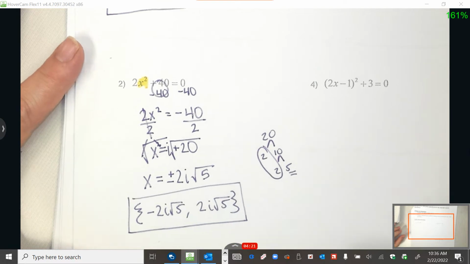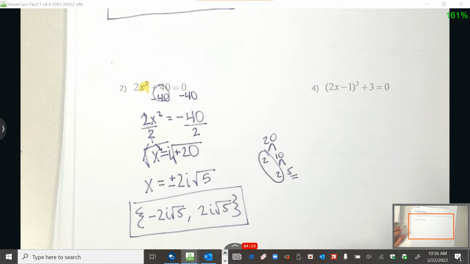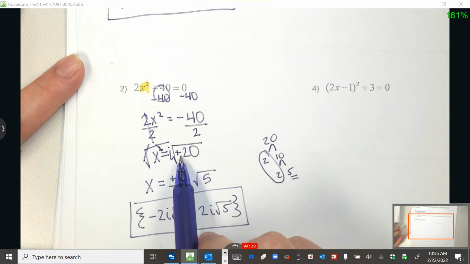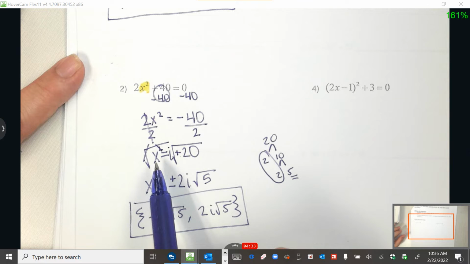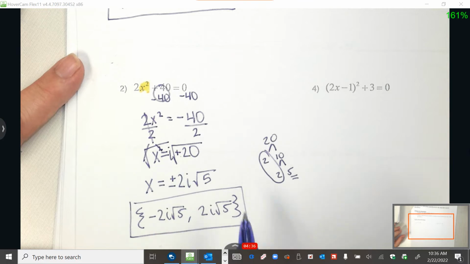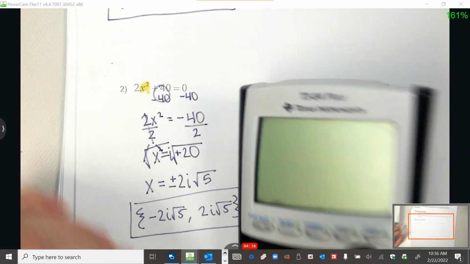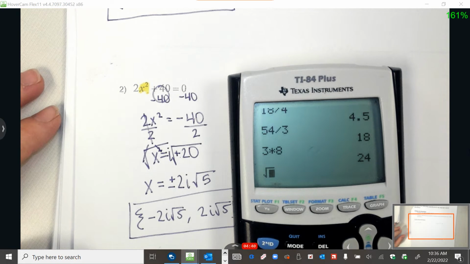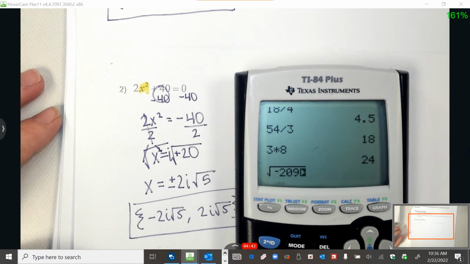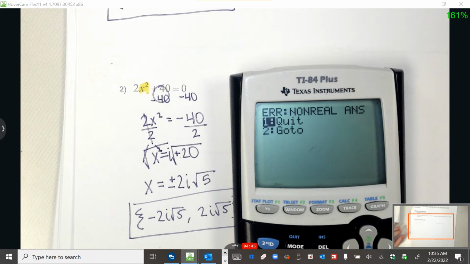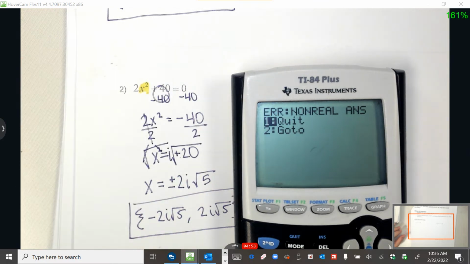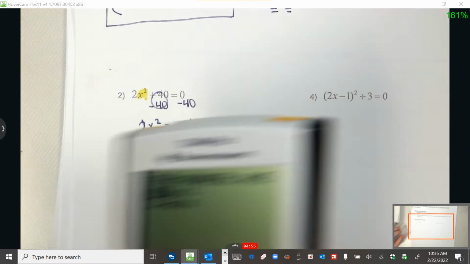The i always goes directly in front of your root, your radical, because it was negative on the inside of the root. Is it okay to have a negative on the outside? Yes. It's when it's on the inside that it becomes negative. And the reason being, y'all, if we tried to do negative 20 on the calculator, what did it say? Non-real answer. Because it's imaginary. So if you ever see non-real answer, it's because it's going to be an imaginary answer. You're going to have an i.